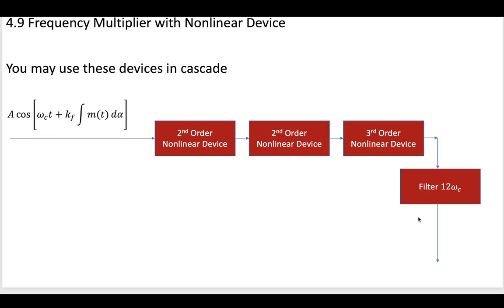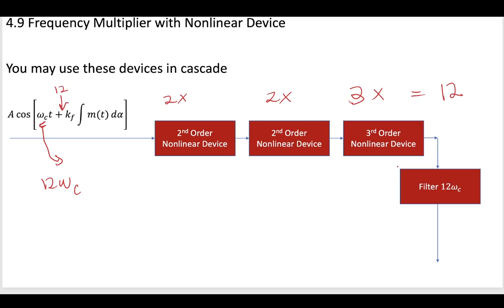So you can use these devices additionally in cascade. Each time that you cascade these devices, this is going to increase your carrier frequency, right? You could increase this carrier frequency first 2x, then 2x again, then 3x. So 2 times 2 is 4. 2 times 2 times 3 is equal to 12. So that would increase this to 12 omega c, but we would also add in a 12 here at the output.